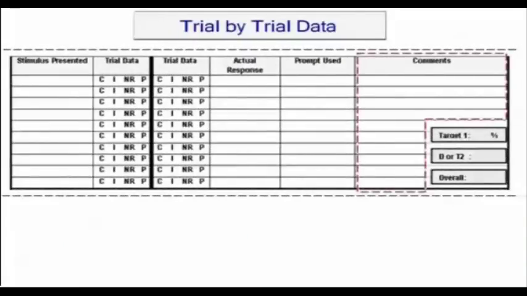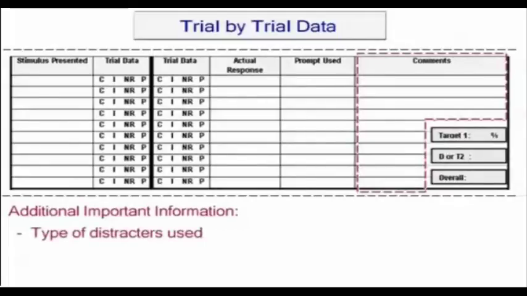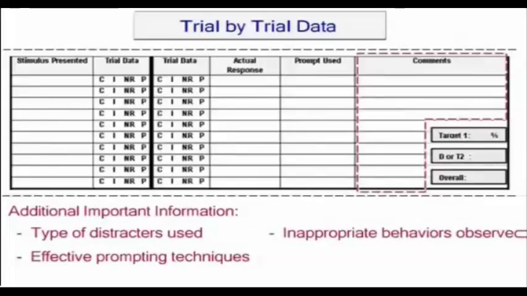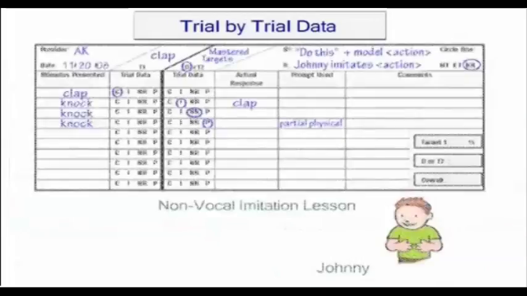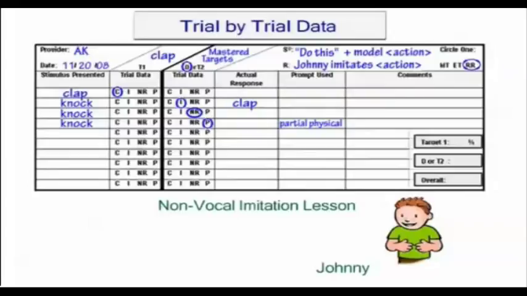The comment section of the discrete trial data sheet is used to record any additional information that may be important, such as the type of distractors used, effective prompting techniques, inappropriate behaviors observed during the lesson, or instructions to other therapists regarding which step of the discrimination training procedure to use in the next session. For example, Alice noticed that between trials of this lesson, Johnny had a tendency to inappropriately wave his fingers in front of his eyes. So she wrote a comment to the other therapists so they could be prepared to address the behavior.